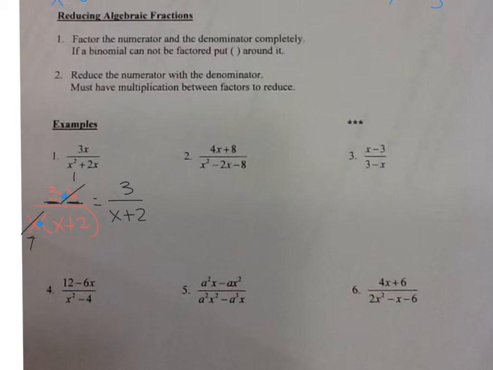All right, so let's take a look at number 2. In the numerator, I have 4x plus 8. There is a GCF. The GCF is 4. And then I have x plus 2. And in the denominator, we can factor the denominator. So if you need to factor this on the side, you can do it right up here.